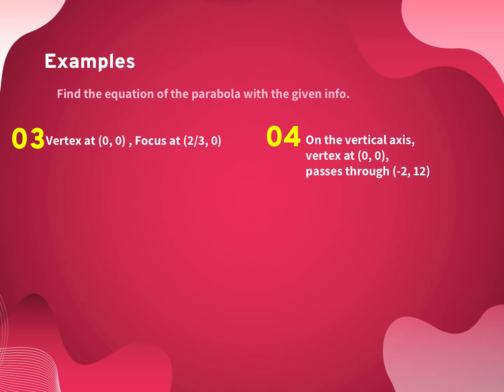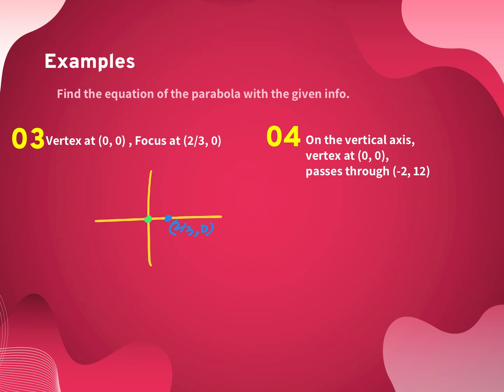Okay, again, we still have our vertex at 0, 0. So we're still using one of those two equations, either x squared equals 4py or y squared equals 4px. So again, give yourself a visual. It helps. So that way I'll know which equation I'm using. So again, vertex 0, 0. This time my focus is at the ordered pair 2/3, 0. I'm just going to put it here.